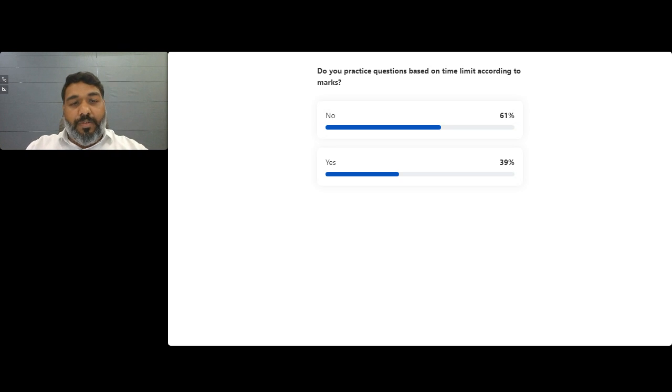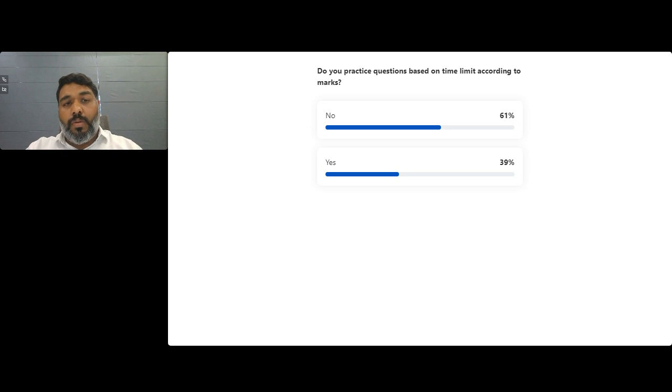Okay. So what do we see? Majority of the students, no, they don't. This is one reason why many find it difficult to score.